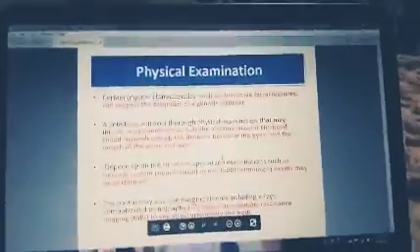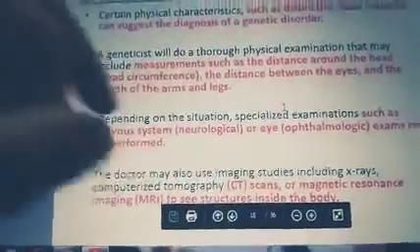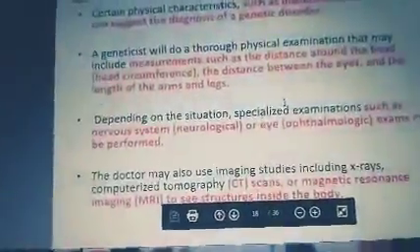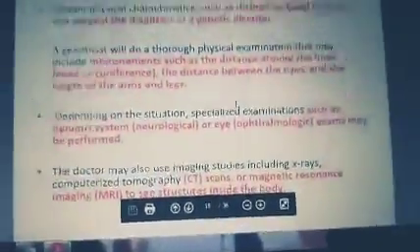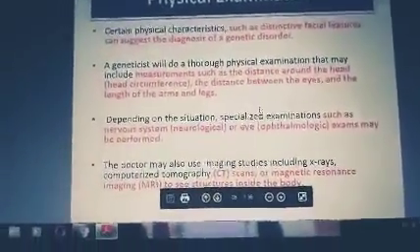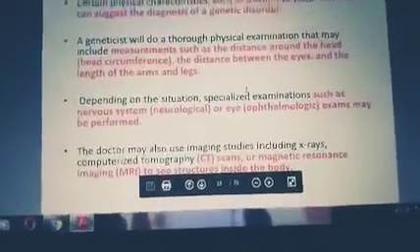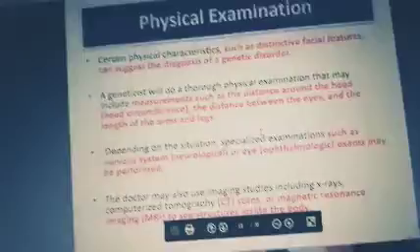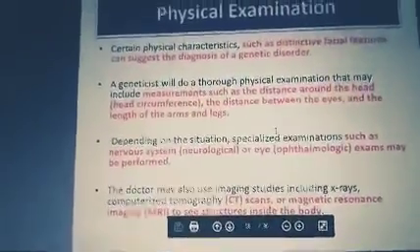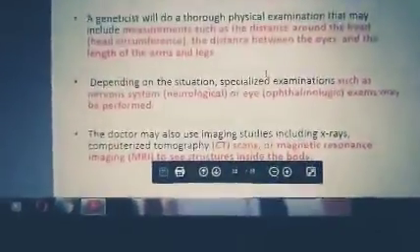Physical examination could be done. Certain physical features, like distinct facial features, can be observed. Measurements such as the distance around the head, neurological diagnosis, CT scans, all these important techniques could be used to see whether there is a variation from the normal, and whether the person is showing alteration in his phenotype or behavioral disturbances.